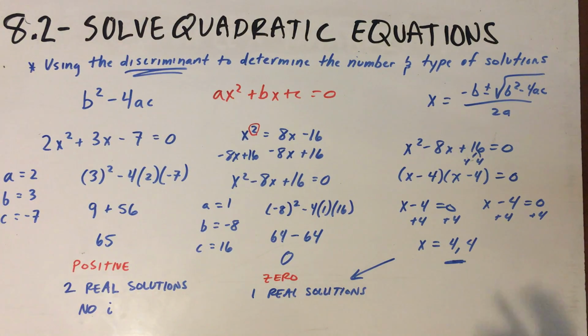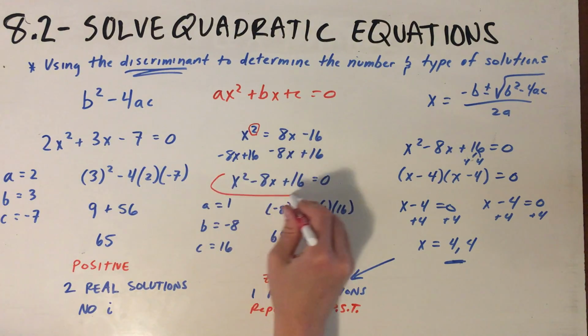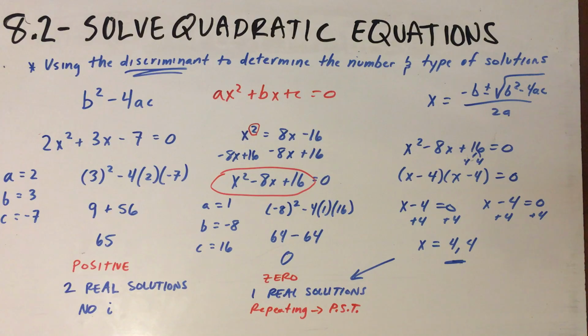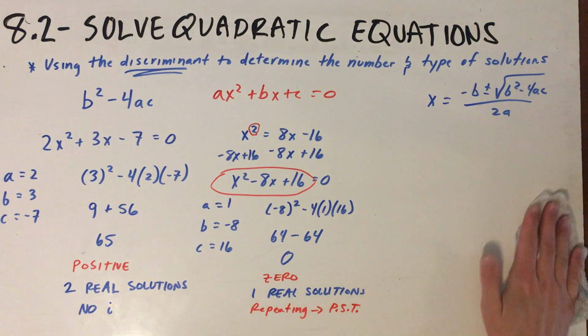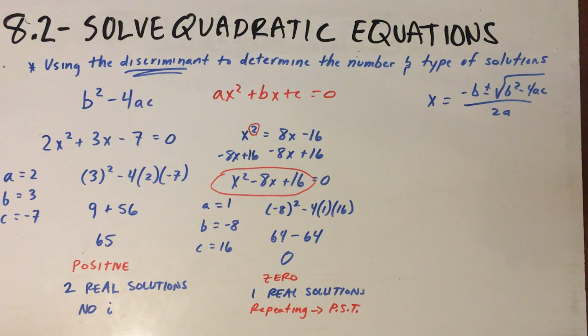What this means is that I have a repeating solution. So you do get one real solution here, but it's a repeating solution. And this happens when you have a perfect square trinomial. So there are actually two solutions, but it repeats. So we only count it as one, because when there's a solution that repeats, we don't write it twice. We only write it once. Hope that's helpful in understanding why you would get only one solution.